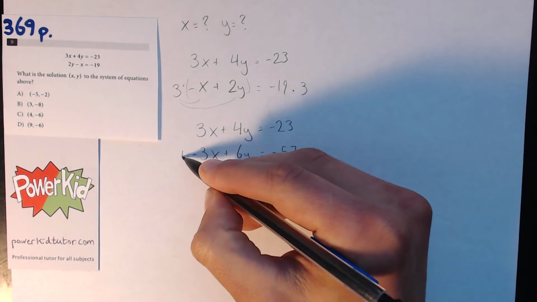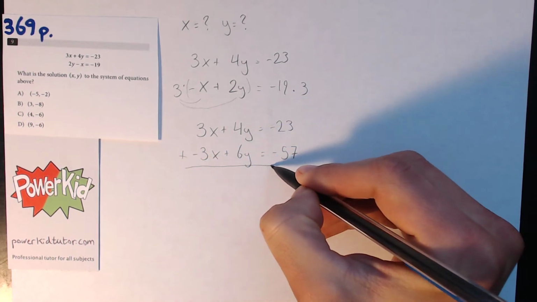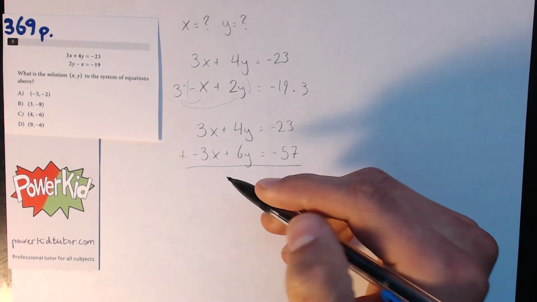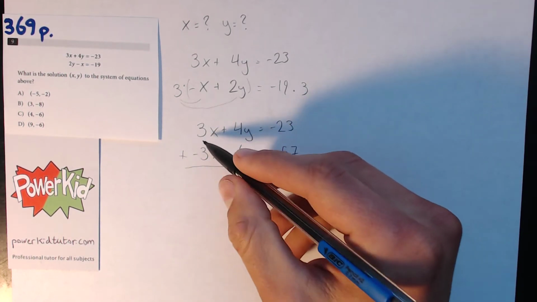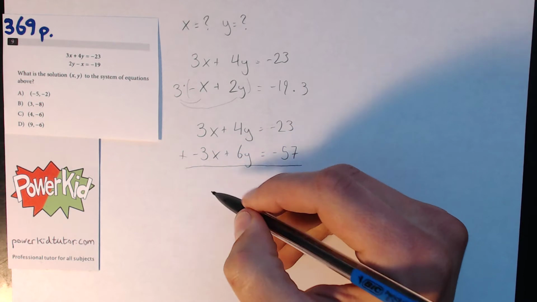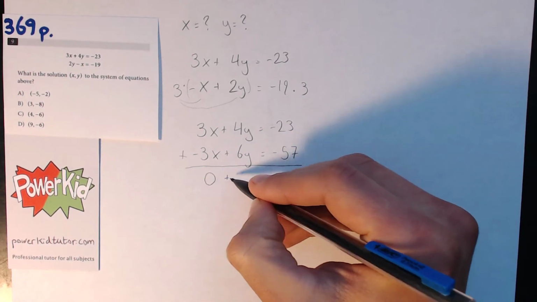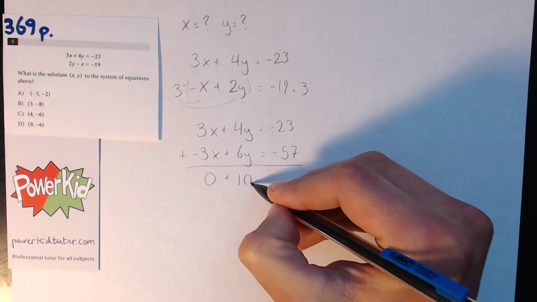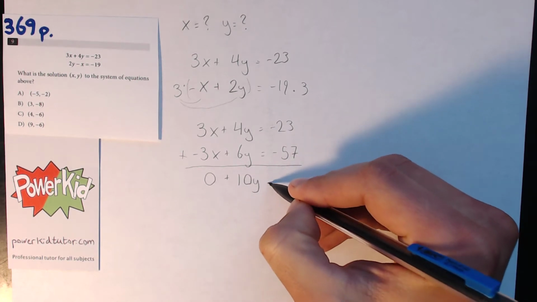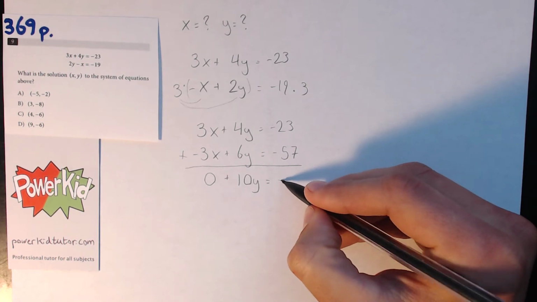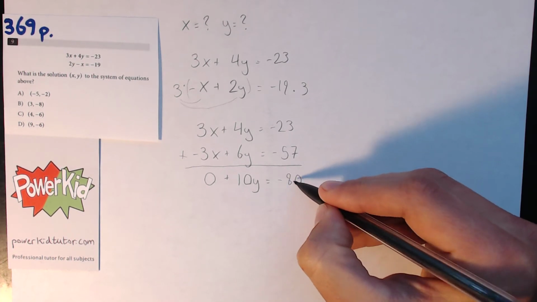Let me know now if that's not accurate. Now to do an elimination, I'm going to add these two equations together. That's how elimination works. And when you add 3x to negative 3x, you'll notice this gets a 0, which is what we wanted. We wanted for there to only be one variable left. 4y plus 6y adds together to get 10y, and negative 23 plus negative 57 adds up to get negative 80.